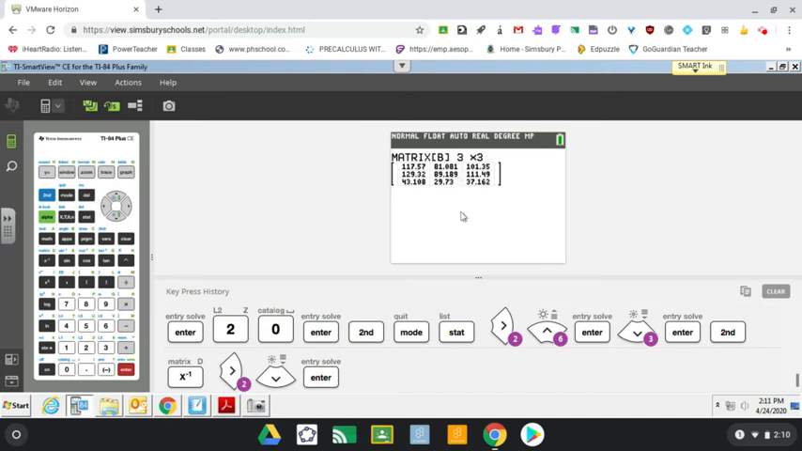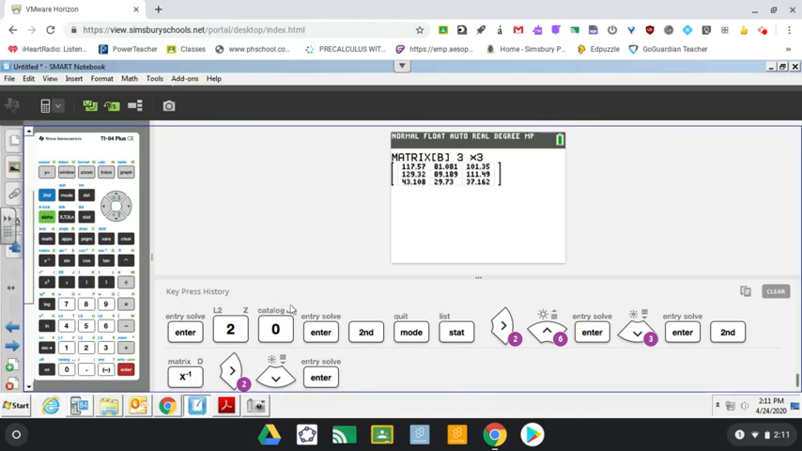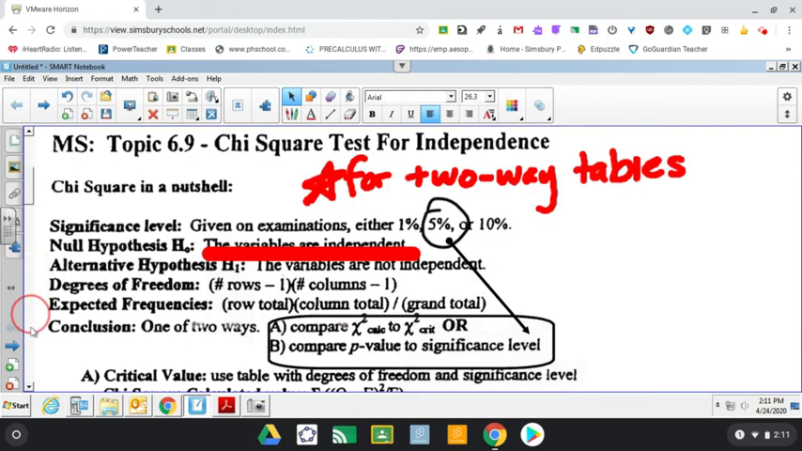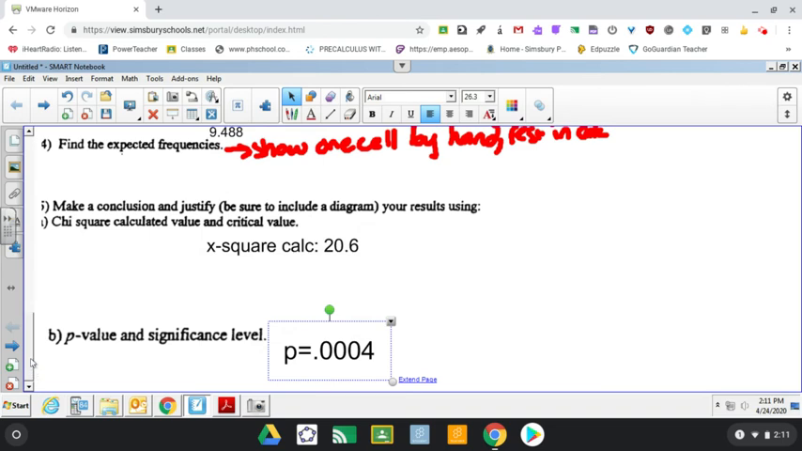Okay, so I would pause the video at this point, or technically it should be on your graphing calculator too, so you could just copy it over. But these are your expected values. Notice that the 117.57 matched what we did by hand. So if I ever say to find that by hand, remember it was row total times column total over grand total, okay? But you're gonna fill that in here. Our last step is just gonna be to figure out what these numbers mean.